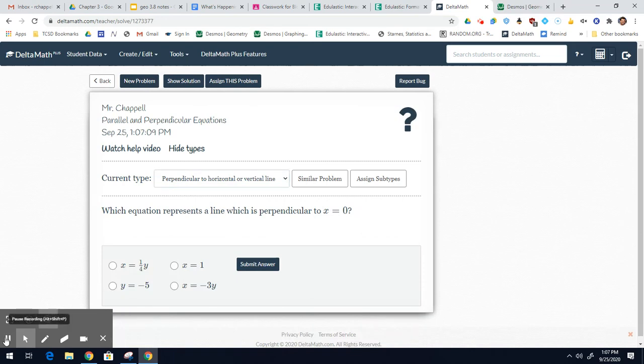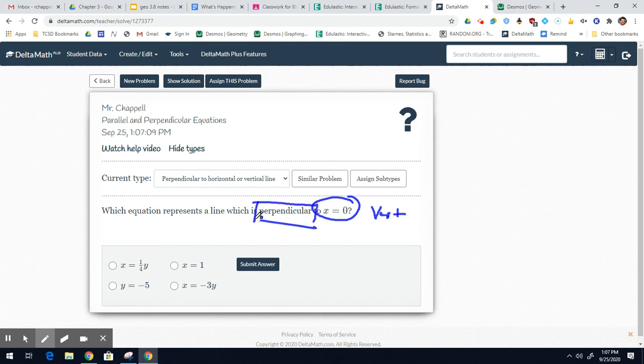Okay, so here's the next question. It says, which equation represents a line that is perpendicular to x equals 0? Okay, well, if you want to be savvy, it'd be nice to know what kind of line this is. X equals 0 is a vertical line, right? Vertical. So if we want to be perpendicular, that means that the line we have to choose down here is horizontal. Horizontal lines have the equation y equals a number.